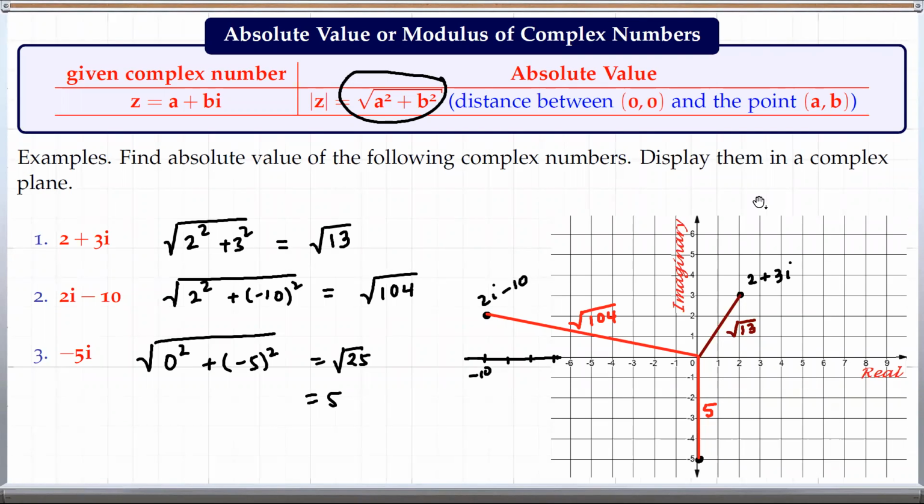All right, so this is all I have put together in this video, just a very brief introduction to complex numbers. In our next video, we will talk more about complex numbers. We will look at how we can add them, subtract, divide, and multiply complex numbers.